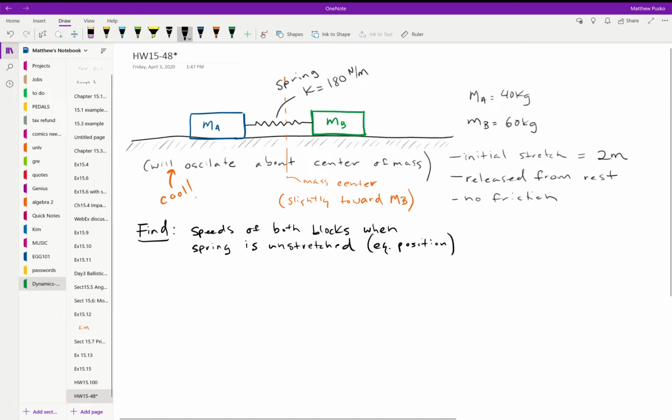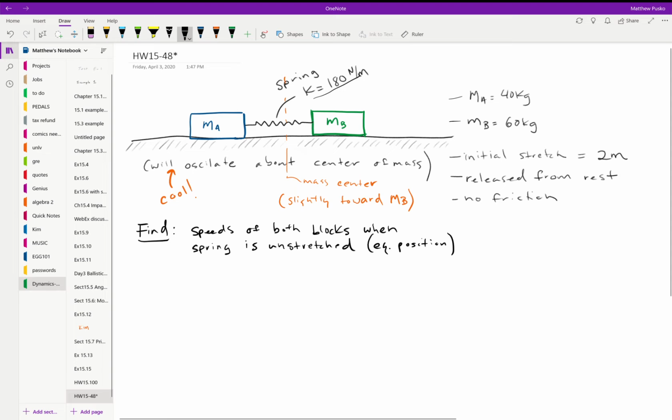We have two masses attached by a spring on a frictionless surface. It's horizontal. We know the spring constant. We know the masses. They are not equal. We're going to pull them apart from each other 2 meters from its equilibrium position and then release them.